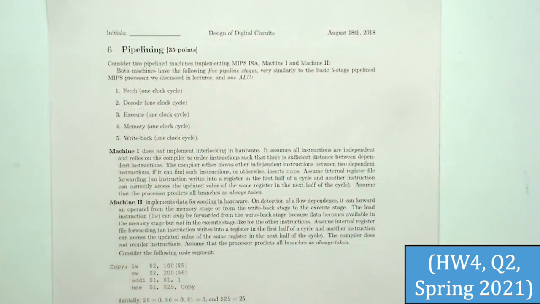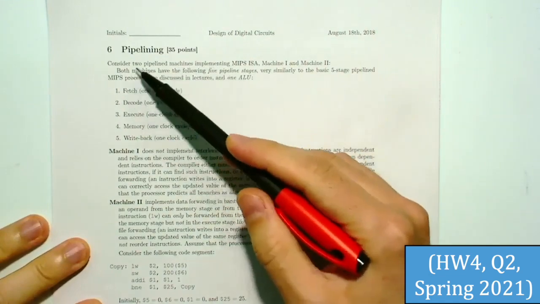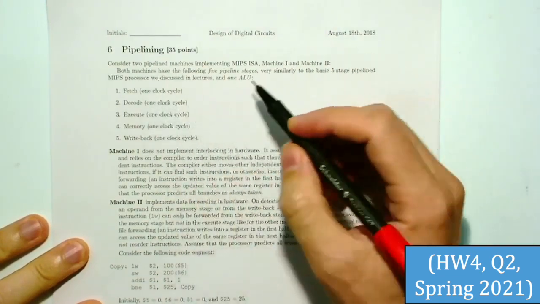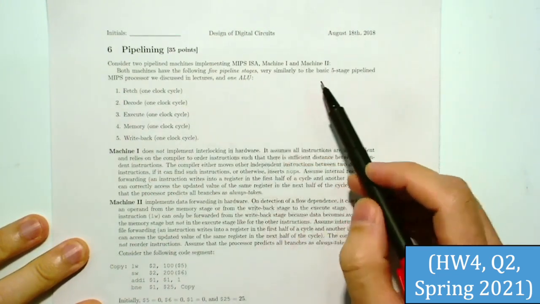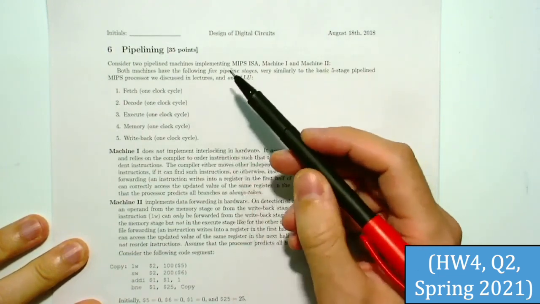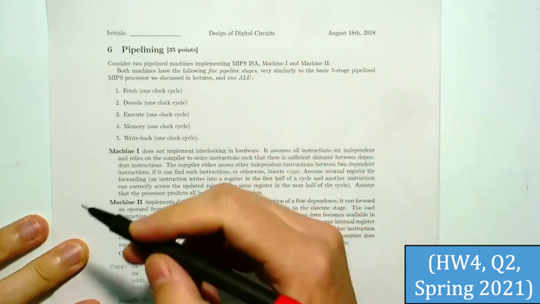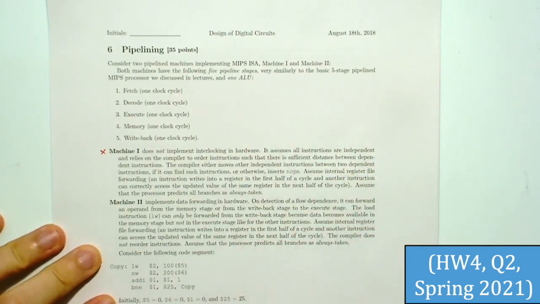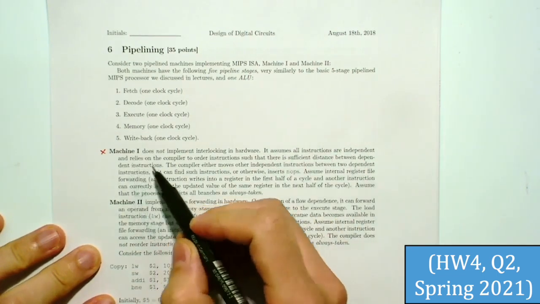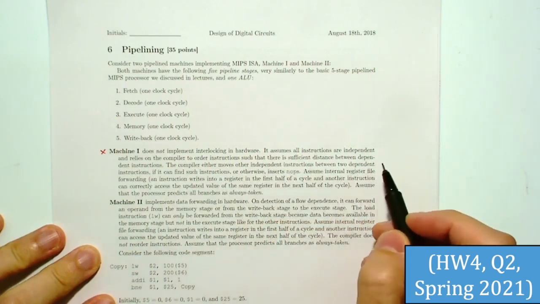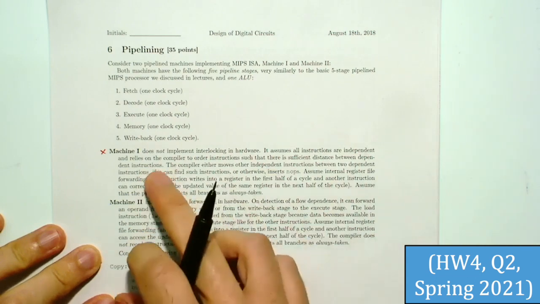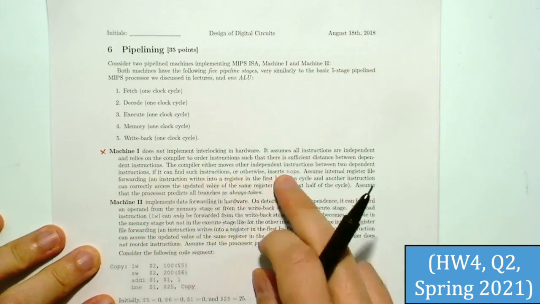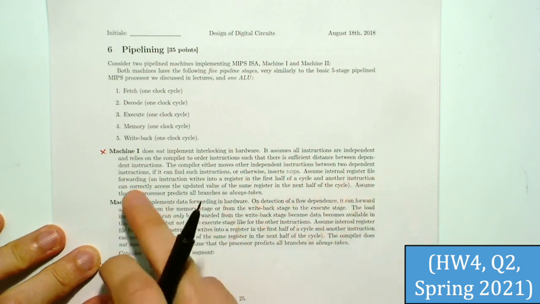Okay, let's solve this pipelining question. Consider two pipelined machines implementing the MIPS ISA, machine one and machine two. Both machines have five pipeline stages, very similar to the five basic pipeline stages that we saw in class, and one ALU. Machine one does not implement interlocking, so it cannot detect dependencies in hardware. It assumes all instructions are independent and relies on the compiler to order the instructions such that there is sufficient distance between dependent instructions. So it's the compiler who has to deal with the dependencies. The compiler either moves other independent instructions between two dependent instructions, if it can find such instructions, or otherwise inserts NOPs.